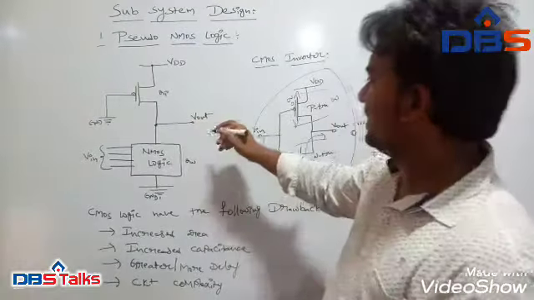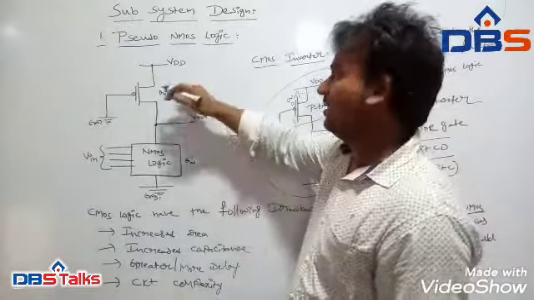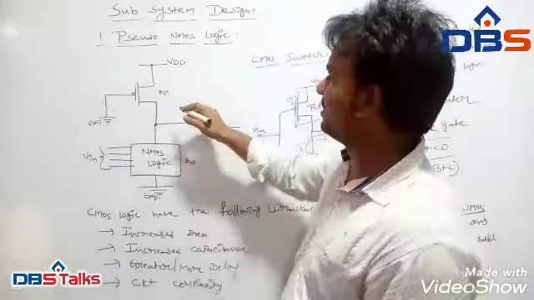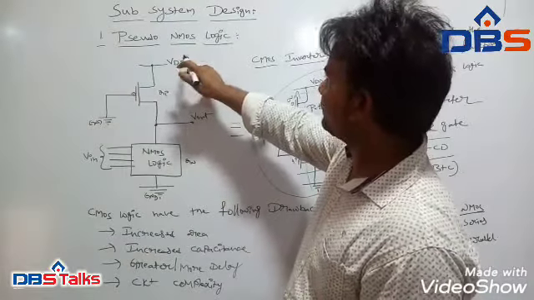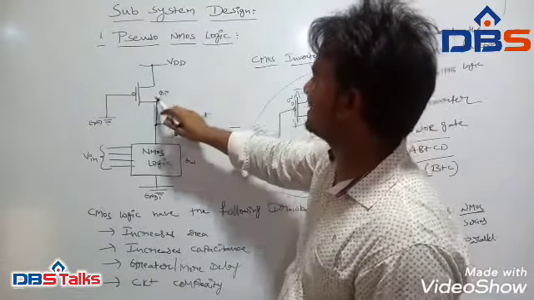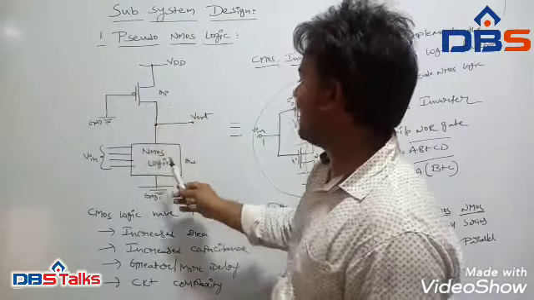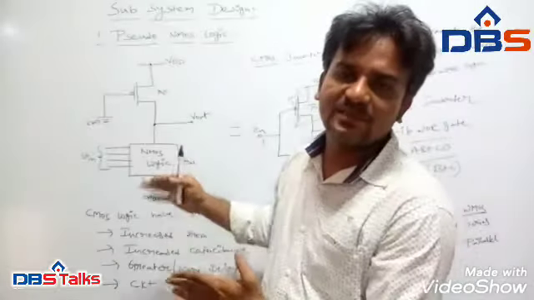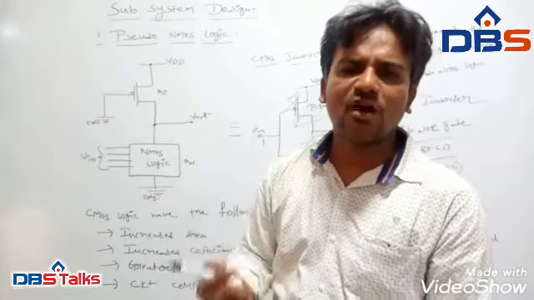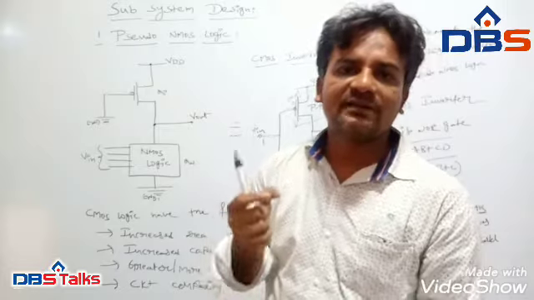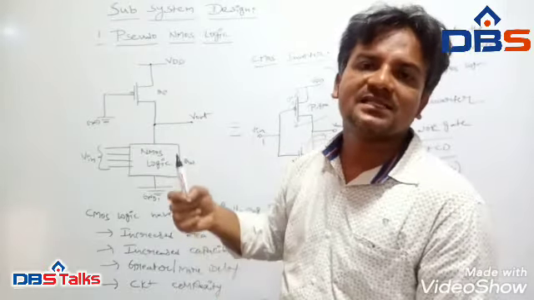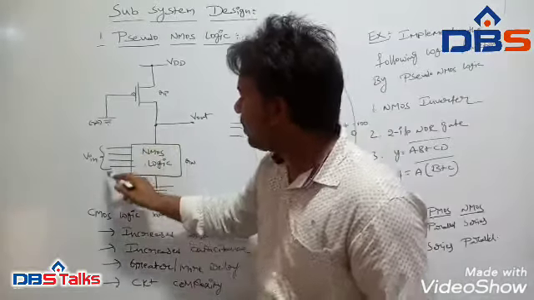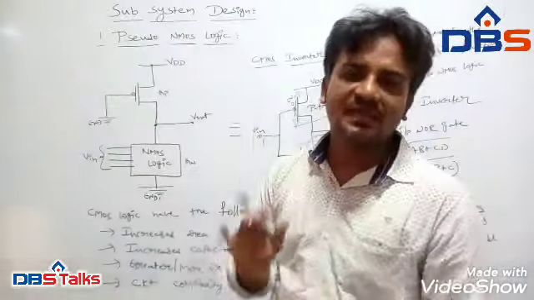Coming to the operation of pseudo NMOS logic, it consists of a P-type transistor and the NMOS logic. Whatever the logic functionality, whether it consists of an AND operation or an OR operation, whatever the logic elements within the logic function, they should be implemented using only NMOS transistors.